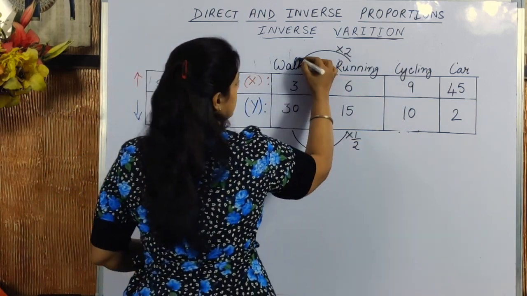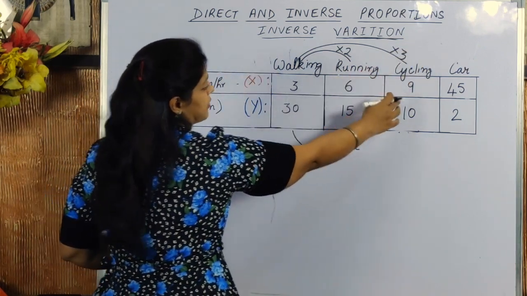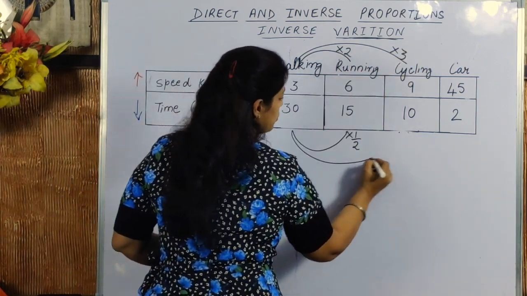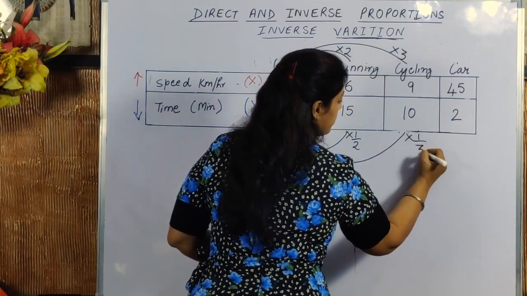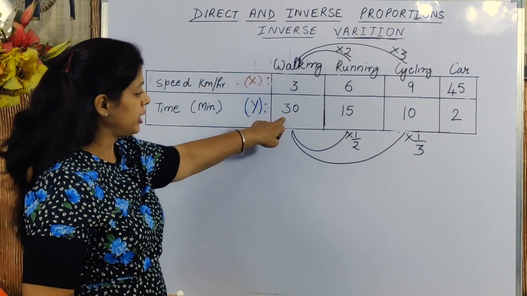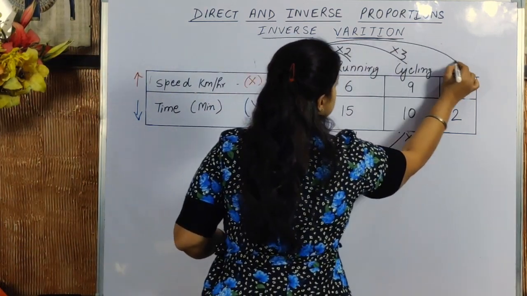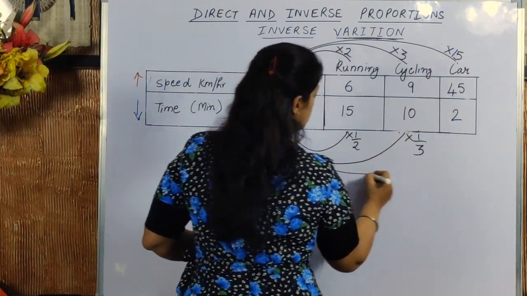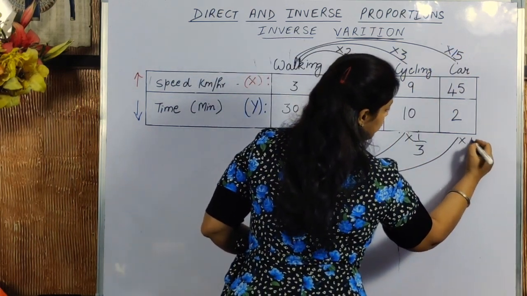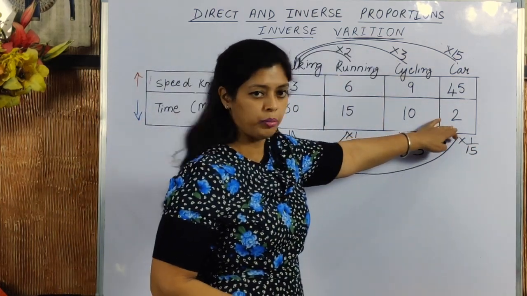Now when the speed to reach school is multiplied 3 times, 3 into 3 gives 9, the time to reach school is multiplied by 1 upon 3. 1/3 of 30 is 10 minutes. Now when the speed is multiplied by 15, the time to reach school becomes 1/15 of the original time. So he reaches the school in 2 minutes.